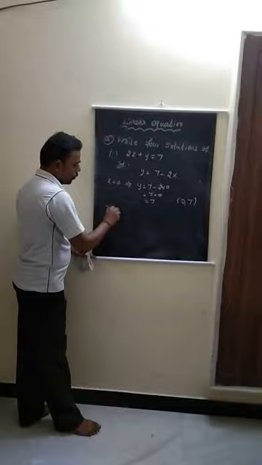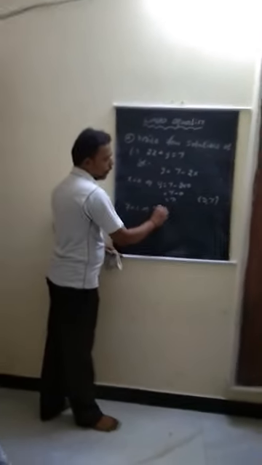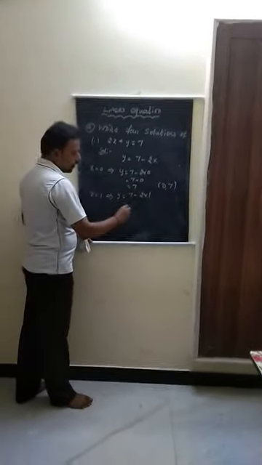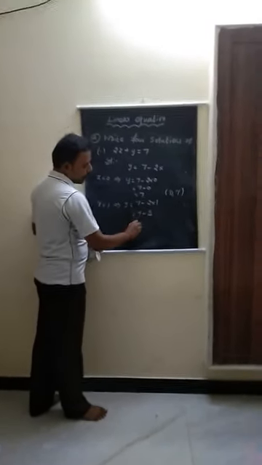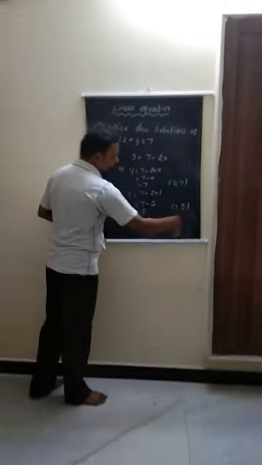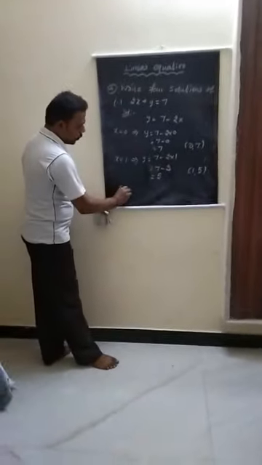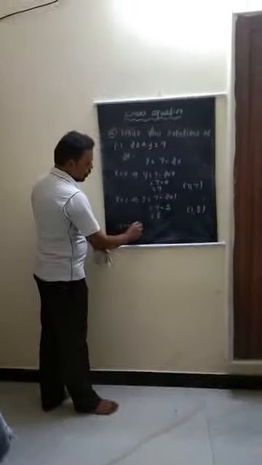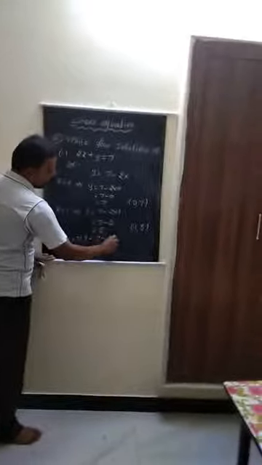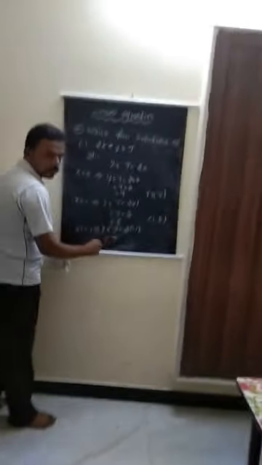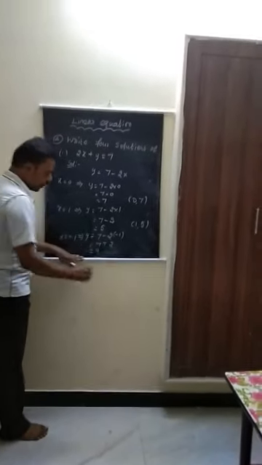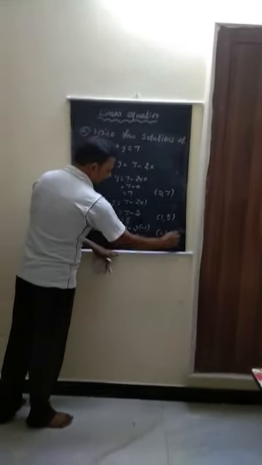And x is equal to plus 1. Then y equal to 7 minus 2 into 1. So 7 minus 2, 5. So x value 1 and y value 5. Suppose x is equal to minus 1. This implies y equal to 7 minus 2 into minus 1. That is 7 minus into minus plus, so plus 2. So 9. Now the solution is minus 1, plus 9.